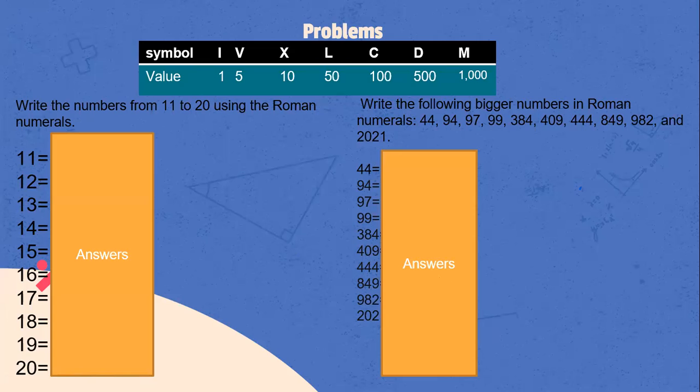So let's first do the first one. Write the numbers from 11 to 20 using Roman numerals. Pause the video because this might be a little tricky, but I gave you the numerals at the top. Let's see if you can do it. I'm going to give you a few minutes to solve this, actually seconds. But pause the video because in this video we don't have much time. I want to make sure that you take responsibility for your own learning.